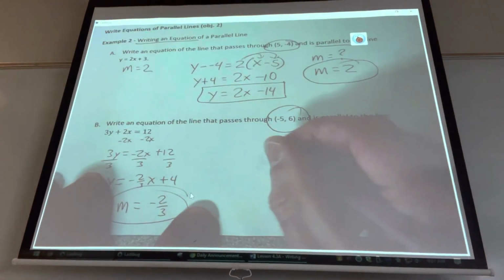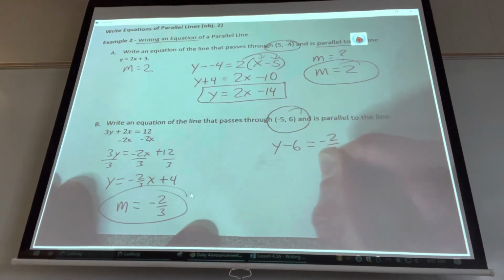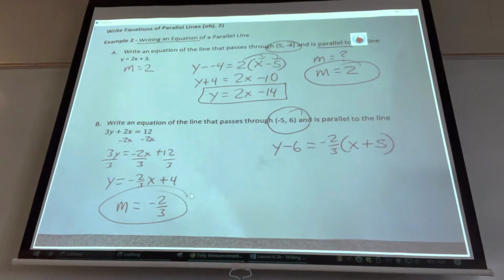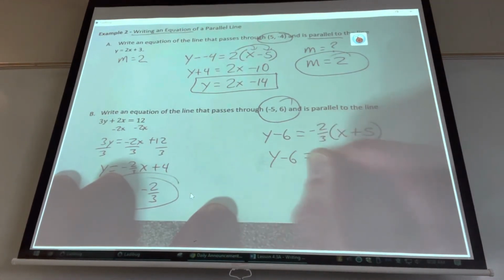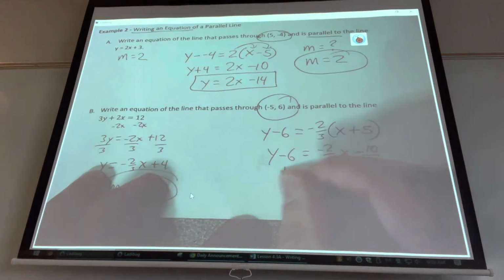So you go y minus 6 equals negative 2/3 x plus 5. Yep. And then distribute, and your calculator will get you some interesting answers. They're either going to get you negative 10/3, or negative 3 1/3. Then add the 6 over.